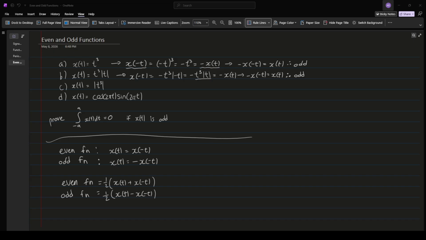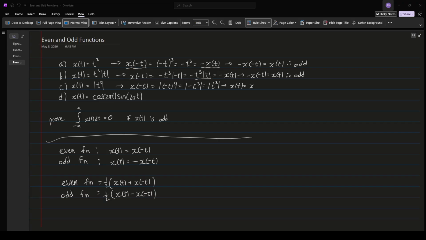Now we have the absolute value of t cubed. For every problem, we just do the same thing. We plug in x of negative t to test. So the absolute value of negative t cubed is equal to the absolute value of t cubed. So x of negative t is equal to x of t. So we have x of t equals x of negative t. So this one, part C, is an even function.